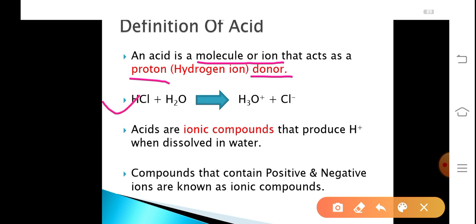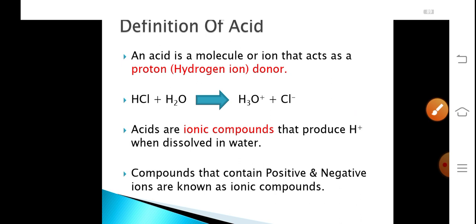For example, HCl, when treated with water, releases a proton. And this proton combines with water to form the hydronium ion. So hence we can say that acids are the ionic compounds that produce protons when dissolved in water. So for the production of protons, water is required as a medium.